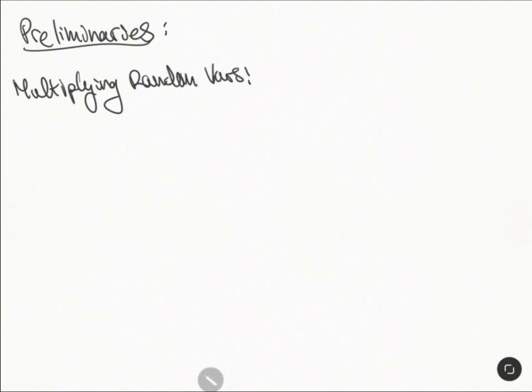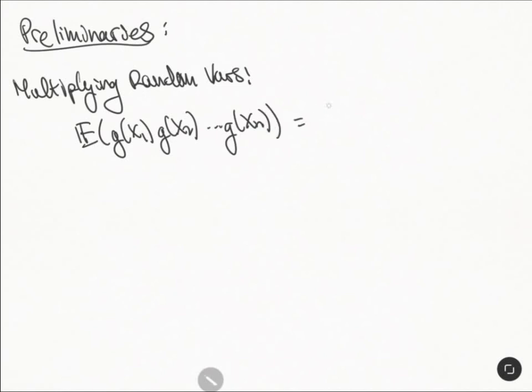There's a formula for independent random variables: if you take the expectation of the product when I multiply these all out, this is just the expectation of a single random variable to the nth power. This is the first thing. The second thing that we need is Jensen's formula, that we'll use.